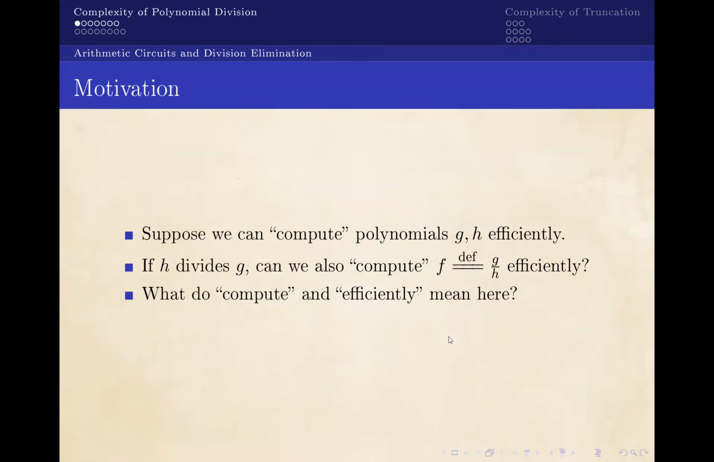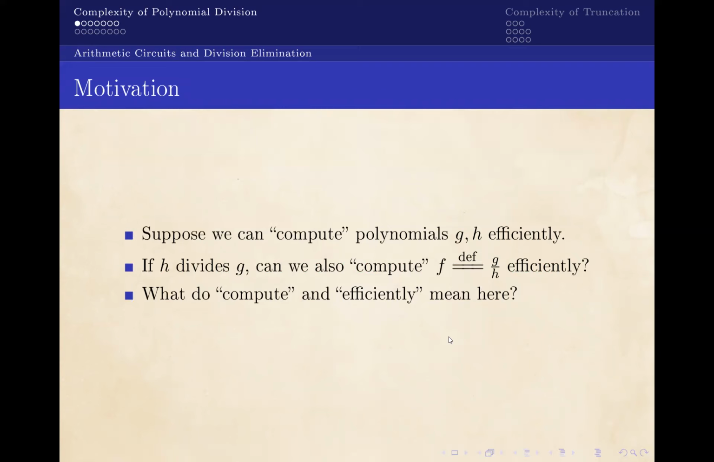First, let me motivate the problem of eliminating division in arithmetic circuits. Suppose we can compute two polynomials G and H efficiently. I have not made this precise: what does it mean to compute polynomials, and to compute G and H efficiently? Further, suppose that H divides G. Then we ask the question: can we also compute the polynomial G over H efficiently?